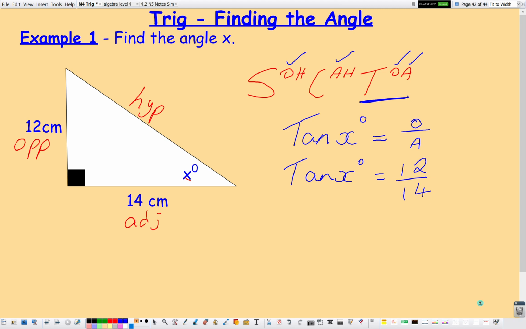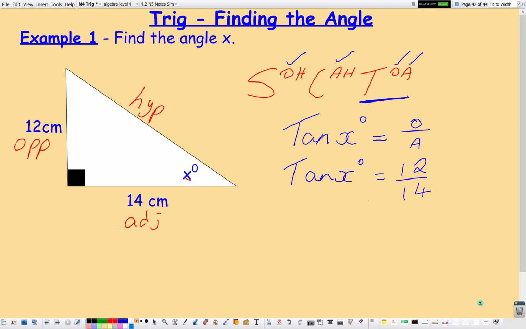You need to catch up by copying down this example. I've got one more example after this, so if you kind of missed the first half of this, it's okay. We've just started by drawing a triangle and labeling it and using SOHCAHTOA, and we've now got down to this line here where the tangent of x degrees equals 12 over 14.